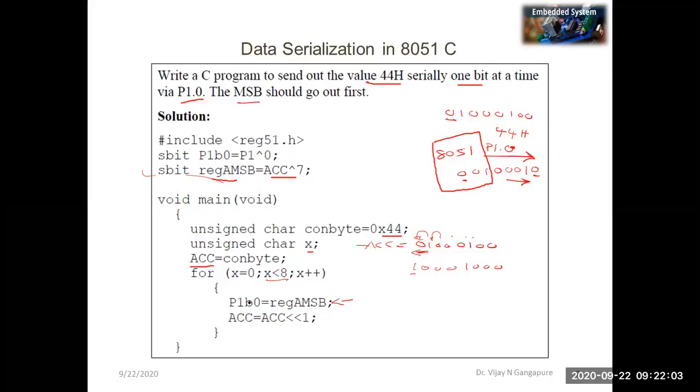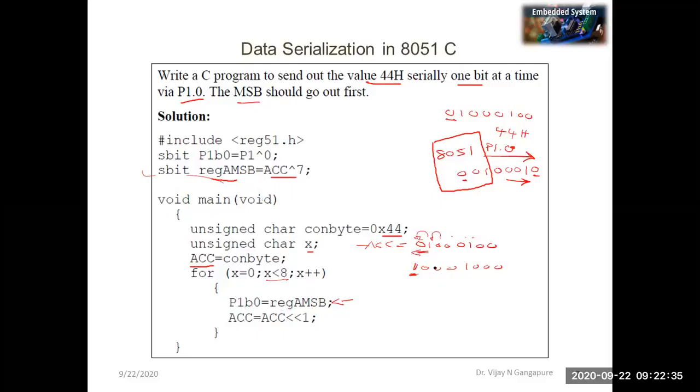Now see what happens. Now P1 B0 will be equal to REG A MSB. But what is REG A MSB? It is bit number 7, that is the MSB bit of accumulator. Now what is the MSB bit of accumulator now? It is 1. That is, we have shifted this data in accumulator by 1 position to left. So here 1 was there, it is now bit number D7 of accumulator. So that I am outputting to pin number 0 of port 1.